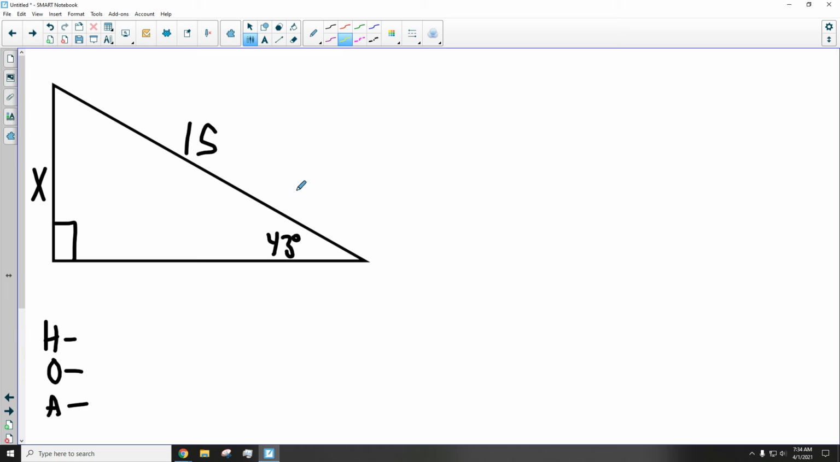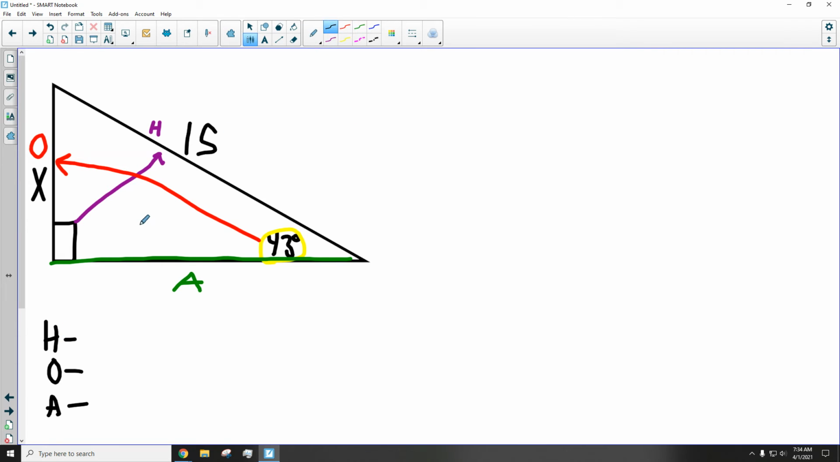So, find the reference angle. If you look inside of the triangle, the only angle that we're given other than this is this angle here. So it's the reference angle. Label your sides. Across from the right angle is my hypotenuse. Across from the reference angle is my opposite side. And the last side down here, that we haven't used yet, is my adjacent side.